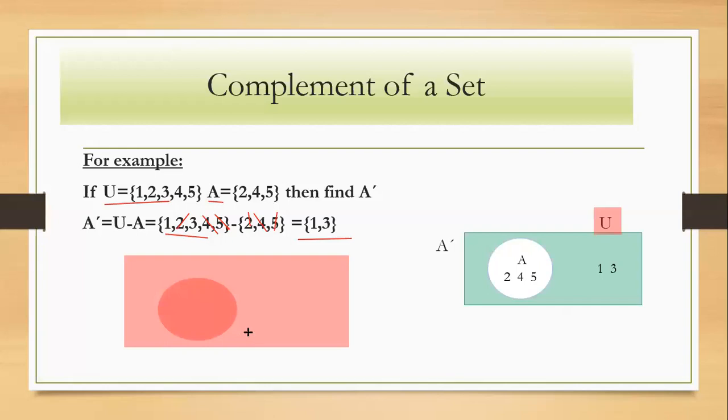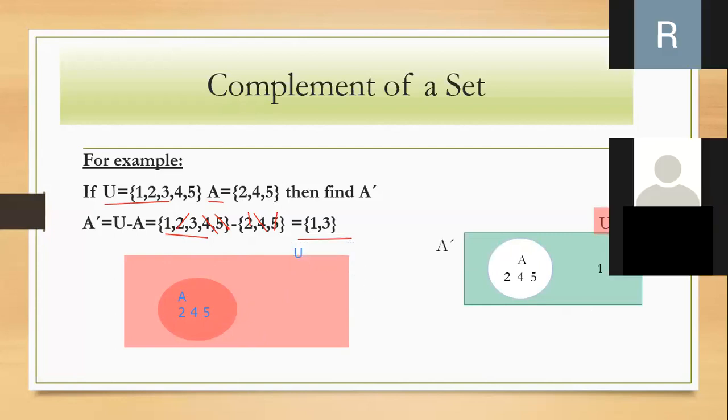Now, write down the elements of set A over here. First, write down capital A, then 2, 4, 5. Why 2, 4, 5 inside the circle? Because this circle is for set A. Now, this rectangle represents the universal set. First, you have to mention capital U over there because it represents the universal set. Now, the universal set contains 1 till 5.